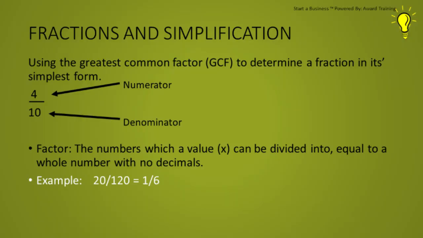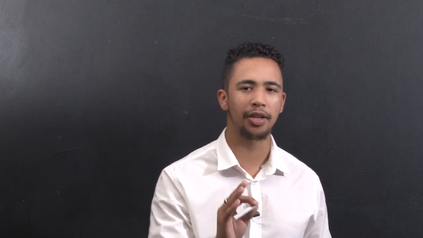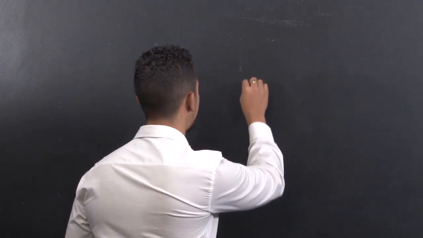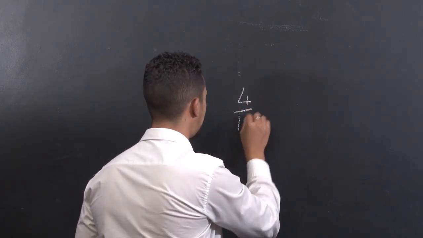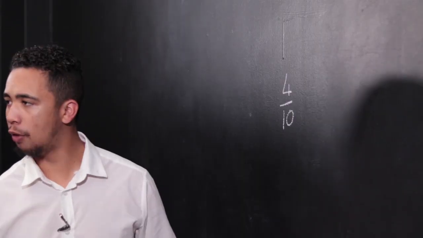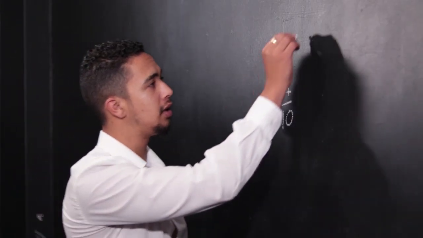So this brings us to a little bit more of a complex topic, fractions and simplification. To simplify a fraction, we use the greatest common factor, the GCF, to determine a fraction in its simplest form. So what does this mean for us? Let's start at the beginning. Let's take a simple fraction, 4 over 10. So the 4 is the numerator.